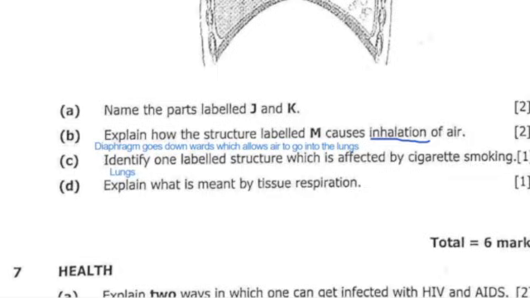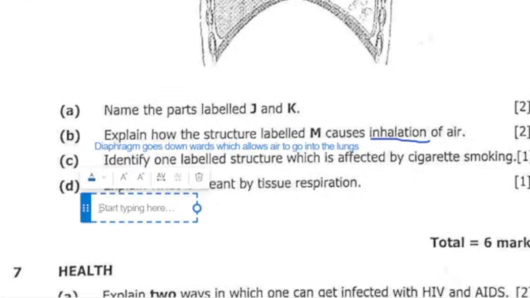Okay, so when we talk about tissue respiration, what we're trying to say here is the exchange of gases between blood and tissues. The exchange of gases. So I can say what is tissue respiration.